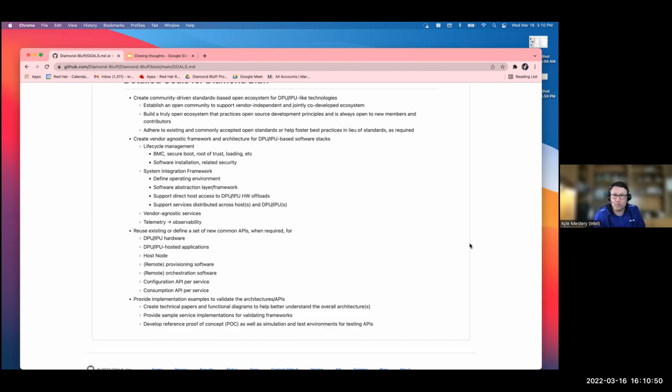I don't know if we need to walk through all of this right now, but it is on the public GitHub. Anyone can go to the Diamond Bluff GitHub and see this. I think this was just merged last week, if I'm not mistaken. Yep, something like that. So the goals are there. This is where we're at now. And again, feel free to propose a pull request if someone wants to change what these are, add something or remove something. I think that's totally possible. People can do what they want there.